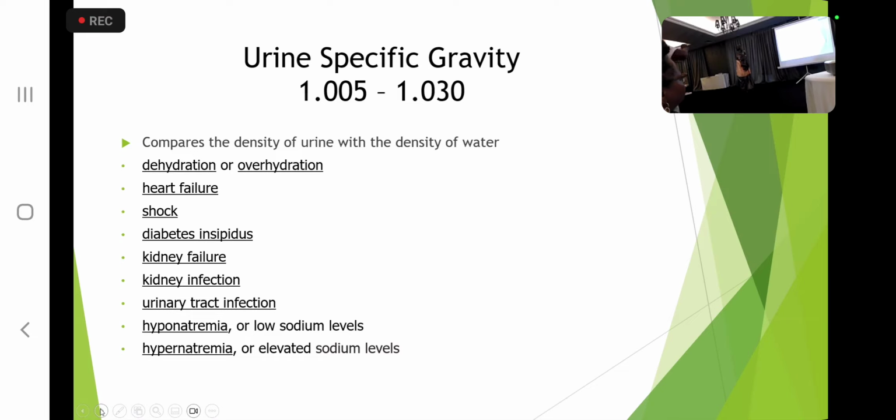The specific gravity really compares the density of urine with the density of water. You can tell from that how dehydrated someone is, and the results can lead you to a diagnosis of heart failure, shock, diabetes insipidus, which is the water diabetes, kidney failure, kidney infection, UTI, or hyponatremia, which is low sodium levels. Next slide.